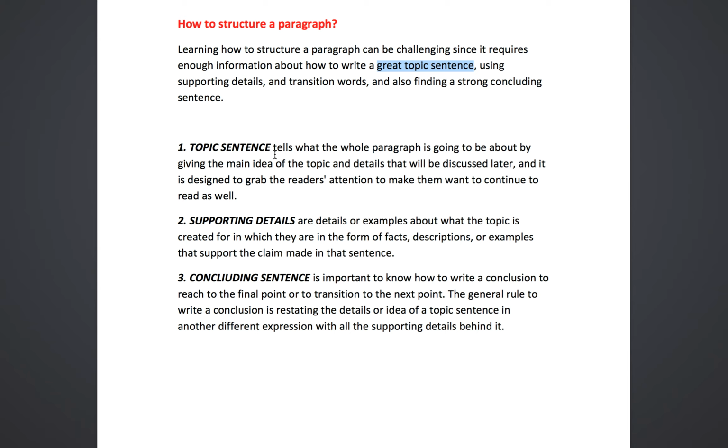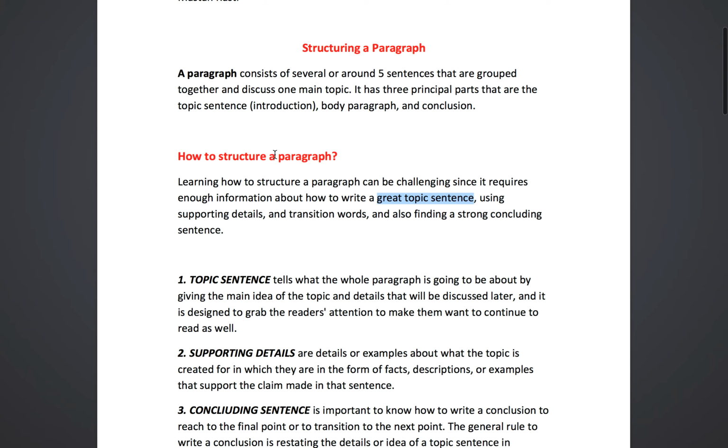So a topic sentence is the very first sentence in a paragraph that tells us what the whole paragraph is going to be about. At first, what's a paragraph? A paragraph is a connection between many sentences, which could be one, two to three, or however many sentences you need to write.